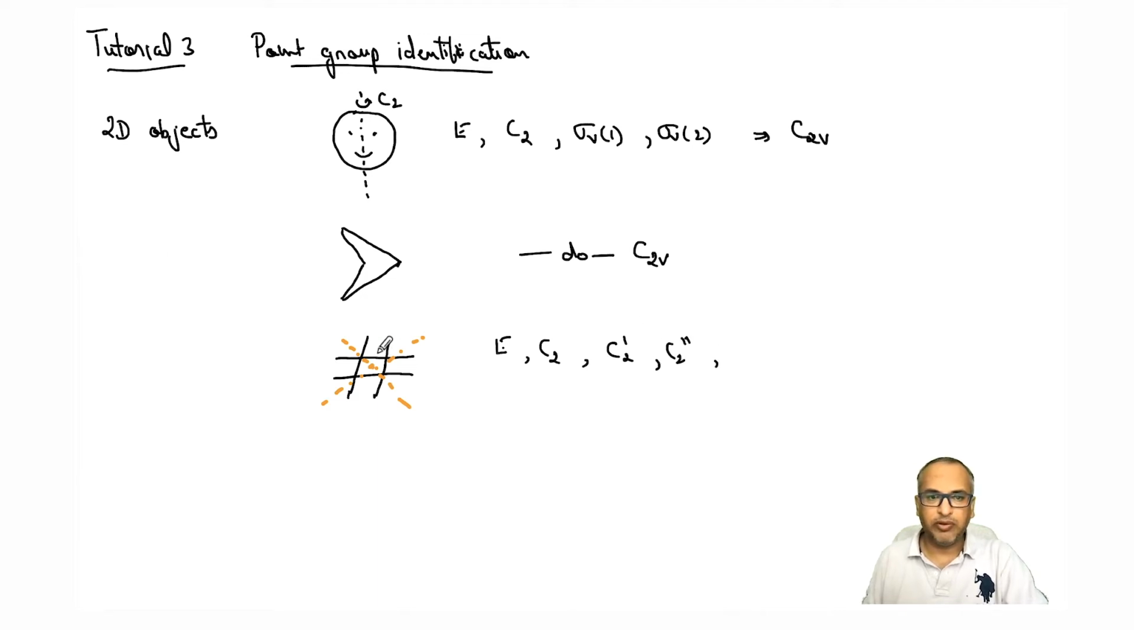What else do you have? Do you have I here? Yes, we have I. What else do you have? You have three sigmas. Each of the C2s will be containing one sigma. So you have sigma 1, sigma 2. None of these will be sigma h, so I'm just writing sigma. You can say sigma V1, V2, V3, and so on, or D1, D2, D3.